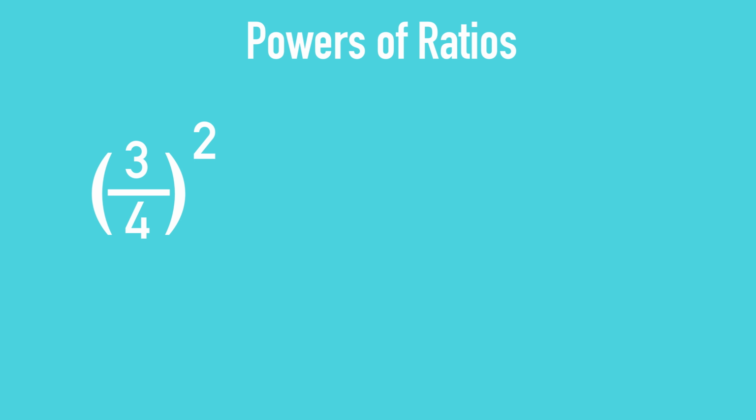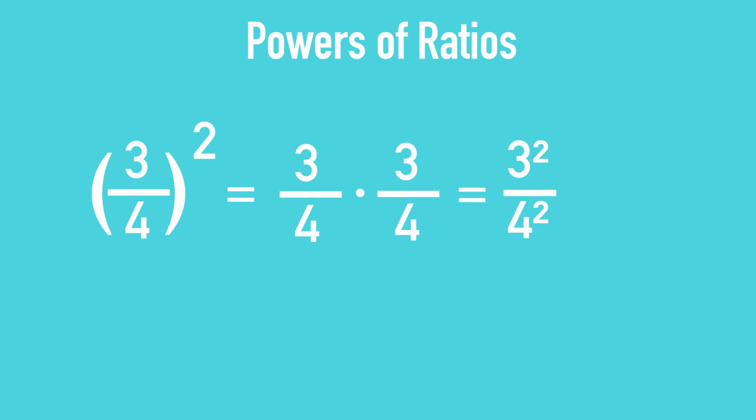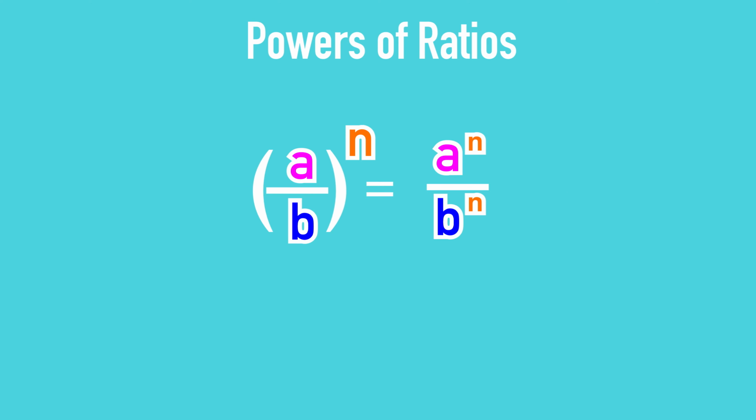Let's see what powers do to fractions. If we have an expression like 3/4 squared, that means we have 3/4 times 3/4, which equals 3 squared over 4 squared, which simplifies to 9/16. So a fraction to a power is evaluated by distributing the power to the numerator and denominator, then evaluating.